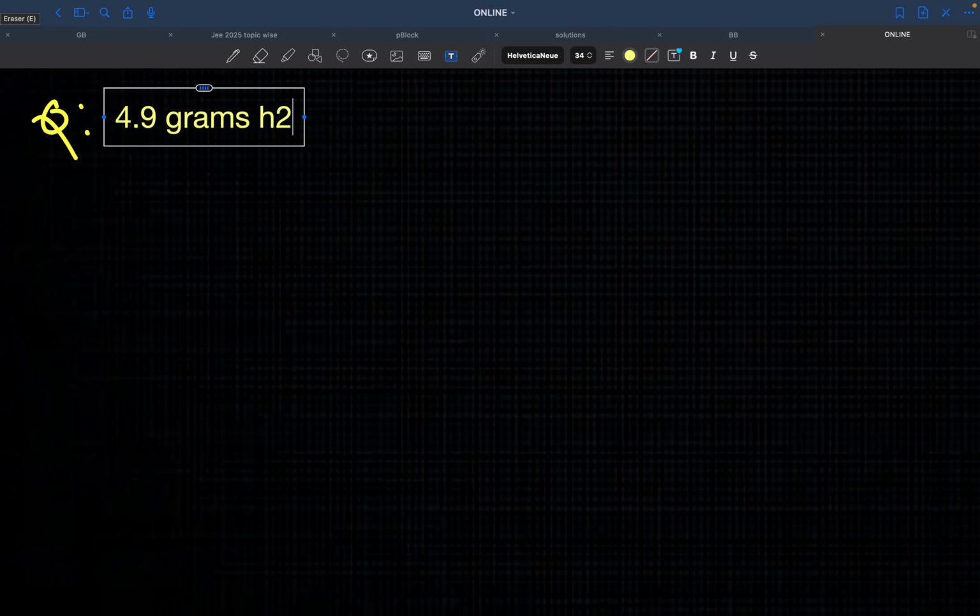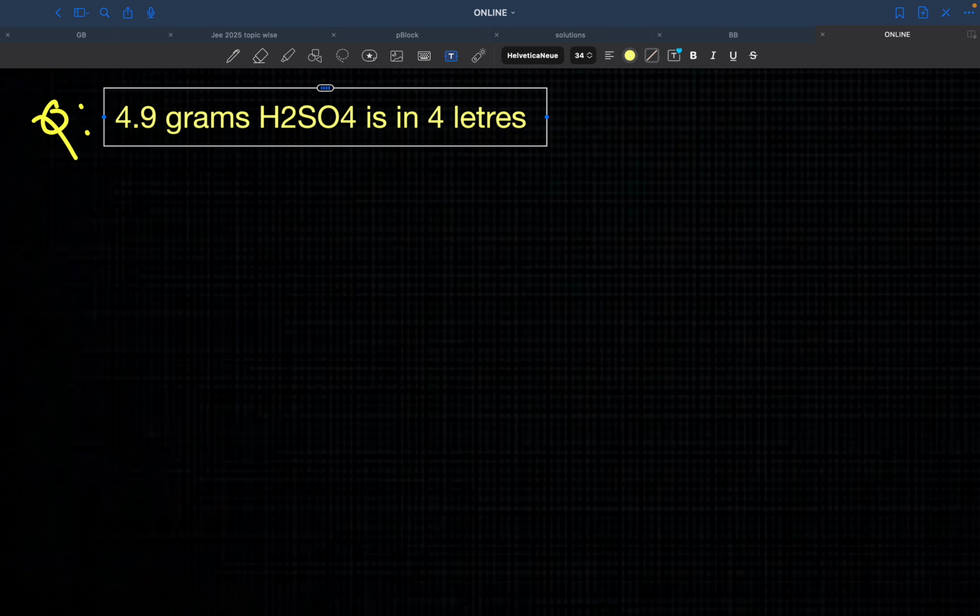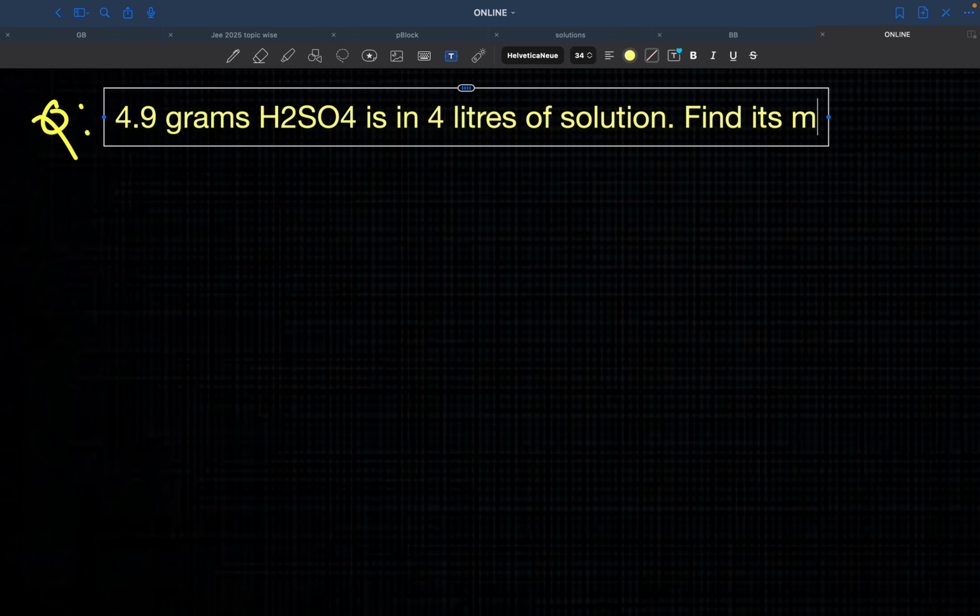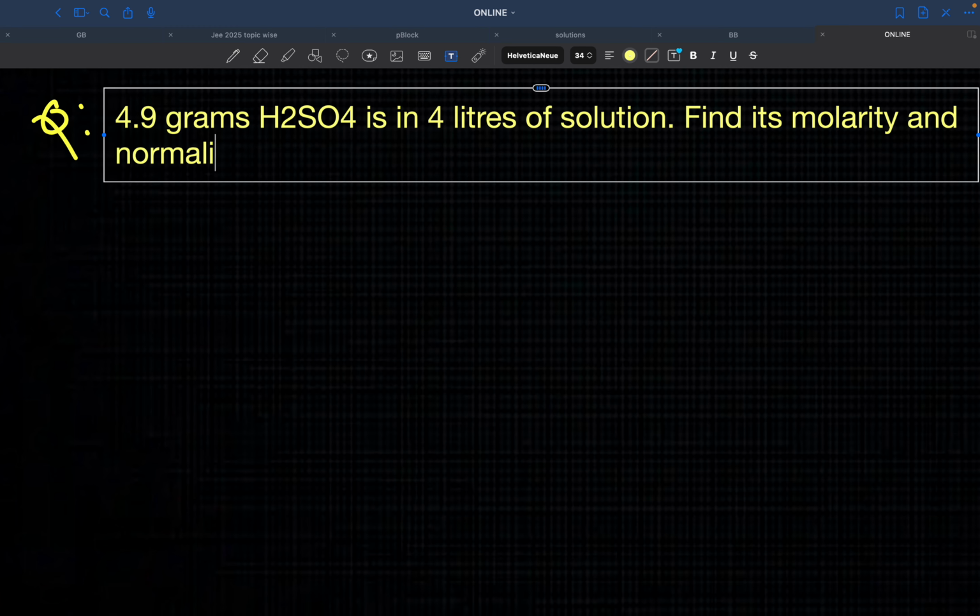One of the easiest questions asked is, I'll write the question here. 4.9 grams of H2SO4 is in 4 liters of solution. Find its molarity and normality.